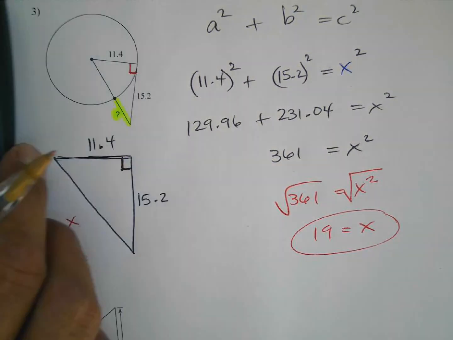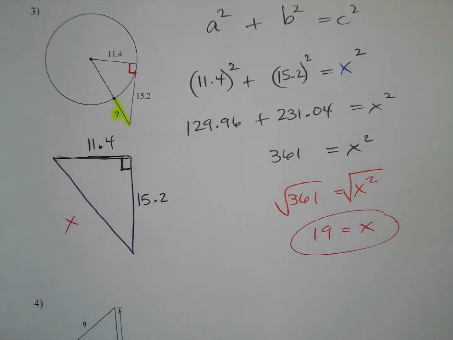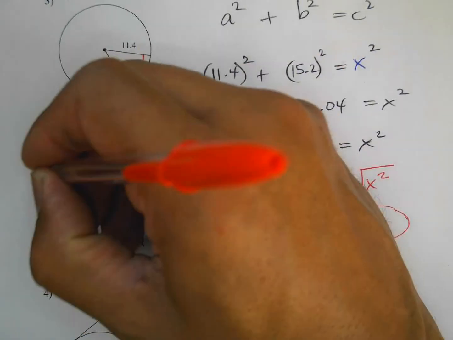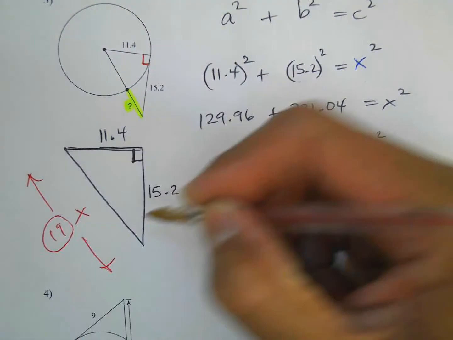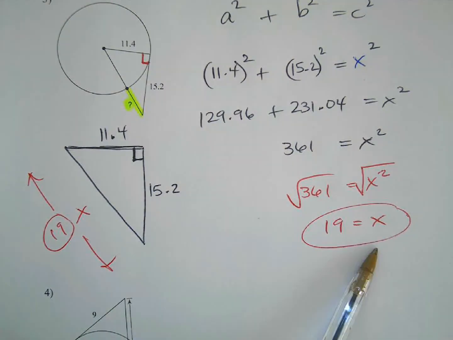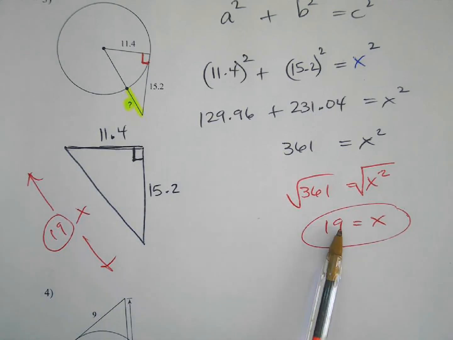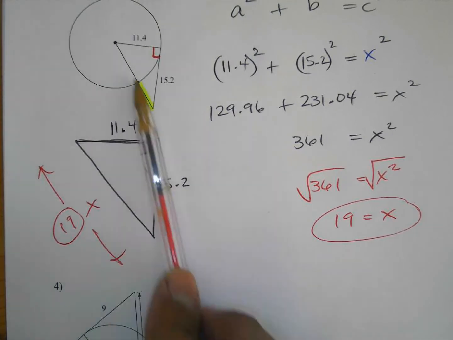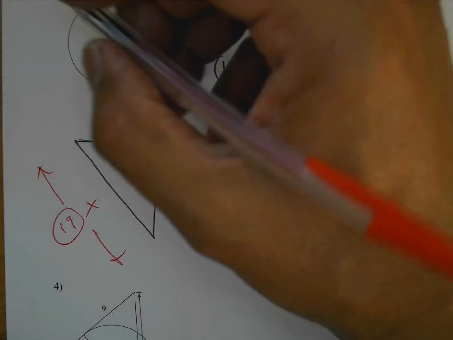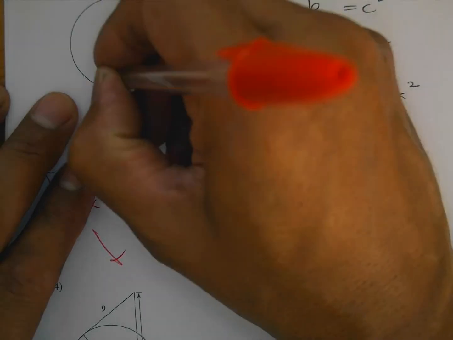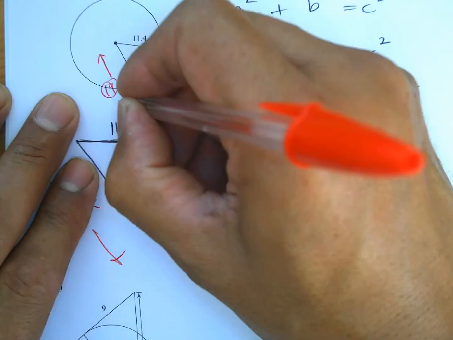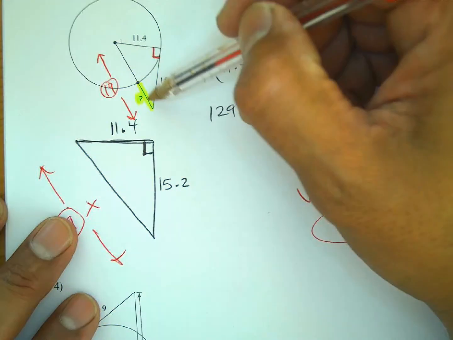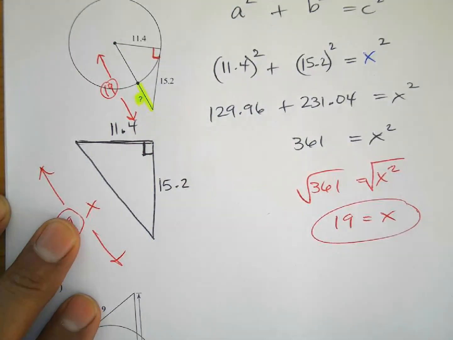19 is the answer. Oh, actually, no, I take that back. 19 is not the answer. 19 is the whole length. You see, but that's not the question. Now that's when you've got to take this value, I don't want to say answer, and bring it back here, because they're not asking you for the whole thing. The whole thing is 19. That whole hypotenuse side is 19. I don't want that. I just want this little piece.